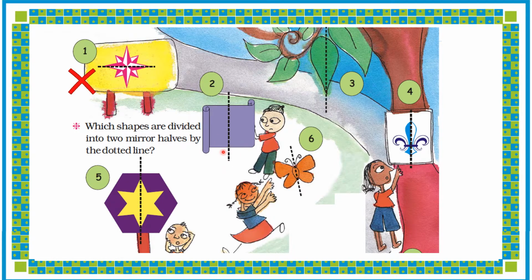In the second one, both parts are not equal, so this is also not symmetric. In the third one, the size of one part is bigger than the size of the other part, so this is also not symmetric. Number 4, we see that the design is exactly the same, but coloring is different. So this is also not symmetric. In number 5, the line divides the shape into two equal parts. So this is a symmetrical shape. In number 6, the butterfly has two equal halves. So this is a symmetrical shape.